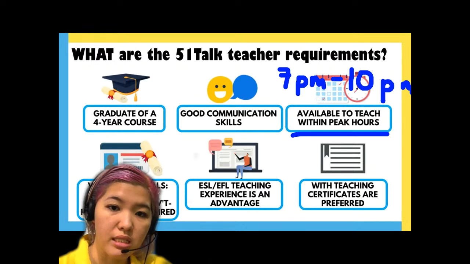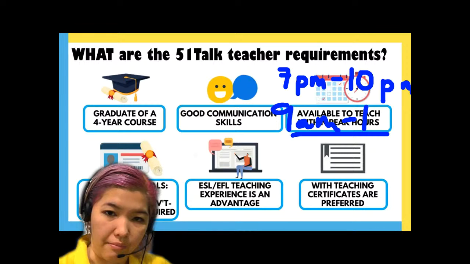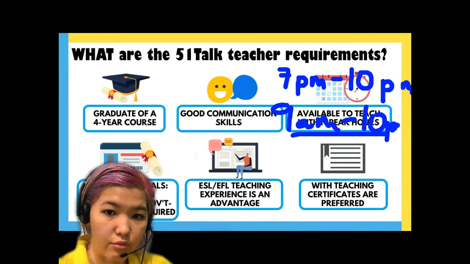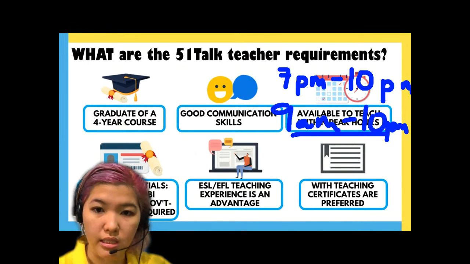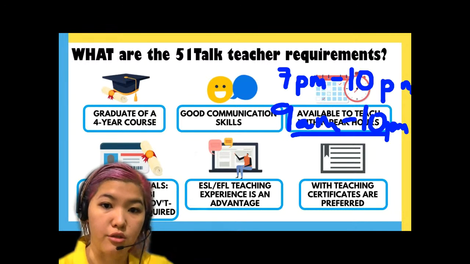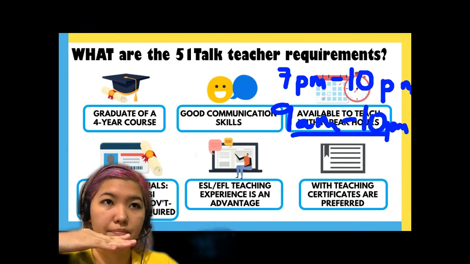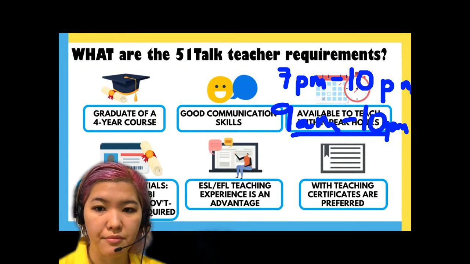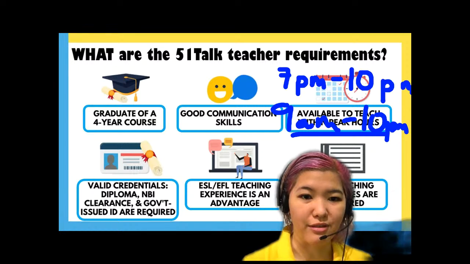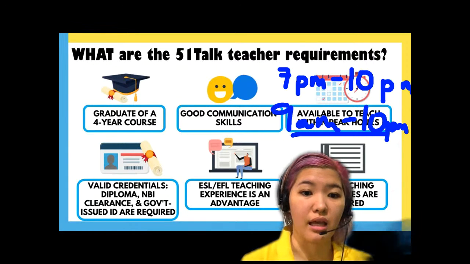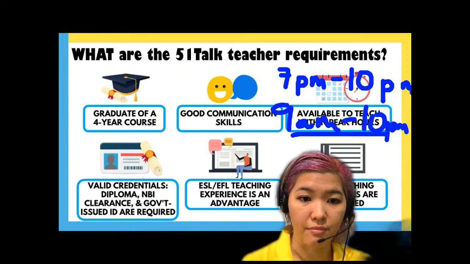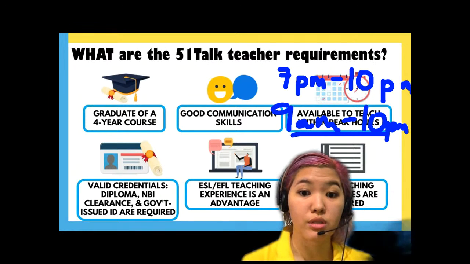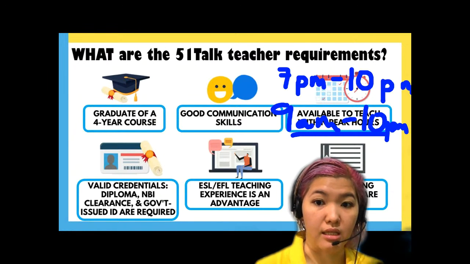And for weekends, it's 9 a.m. to 10 p.m. Again, you don't have to teach straight 9 a.m. to 10 p.m. You may do it one alternate. As for credentials, okay, so you need diploma, NBI clearance, government issued ID. So you need this for applying. So you have to have this complete.